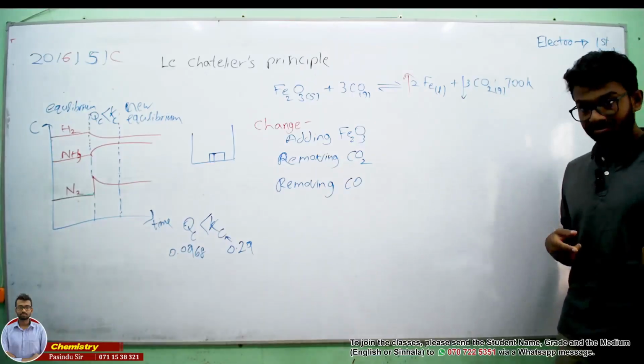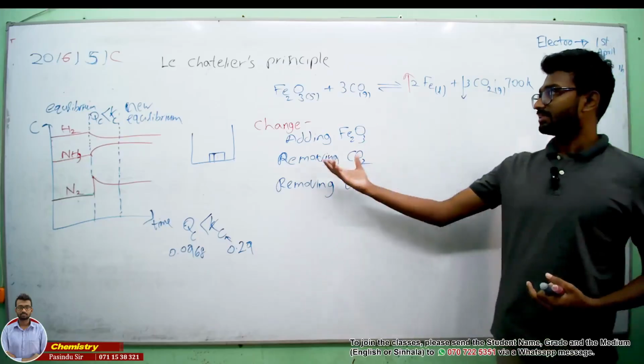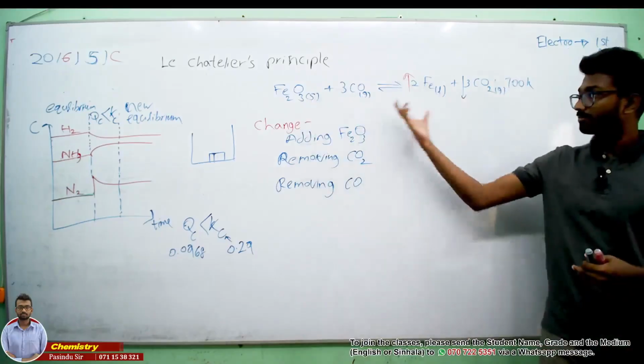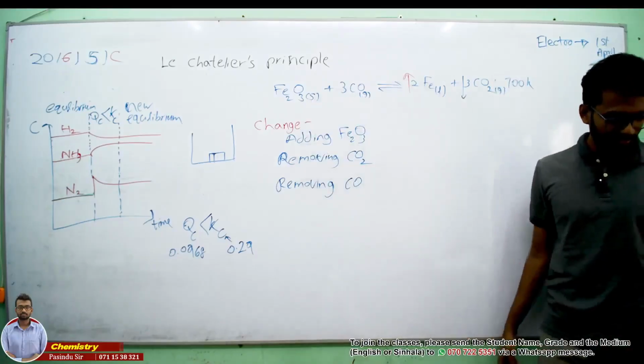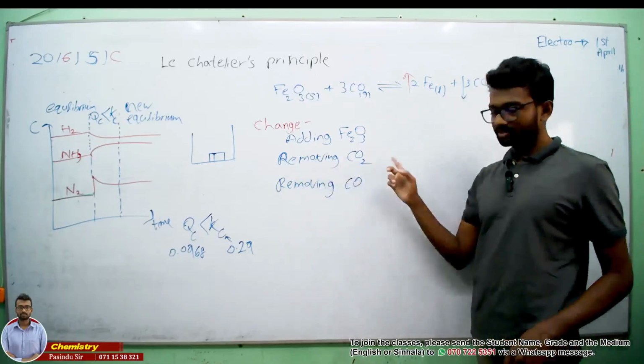When we do industries, we remove the products, right? When we remove the products, the system increases the production of those products, okay, the forming of products. Right, what happened when we remove CO2?